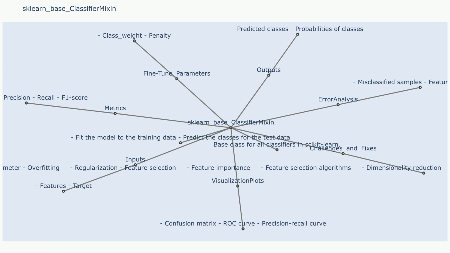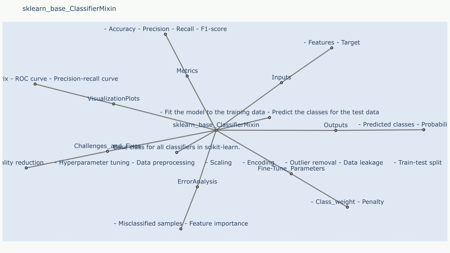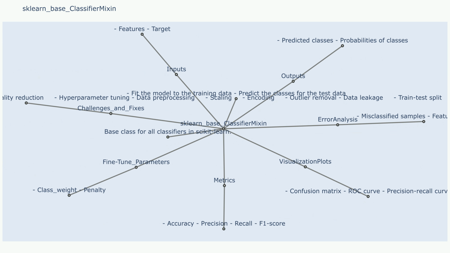Inputs. X: the input data, typically a 2D array where each row represents a data point and each column represents a feature. Y: the target labels, a 1D array containing the true class labels for each data point. Outputs. Predictions: a 1D array containing the predicted class labels for the input data. Probabilities, optional: a 2D array where each row represents a data point and each column represents the probability of belonging to a specific class.